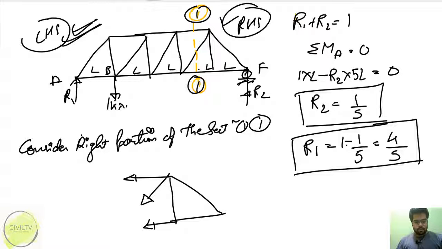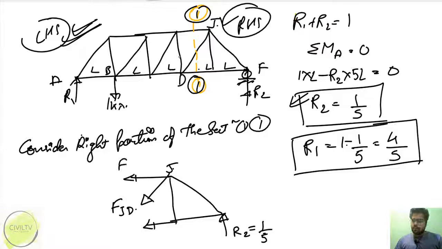So this will be the free body diagram. This is R2, ठीक है, और R2 का वैल्यू just now we have calculated, it's 1 by 5. This is joint J. What will be this? This is D. JD we have to calculate, right? This will be FJD, this will be FJI, and this will be FED, right?